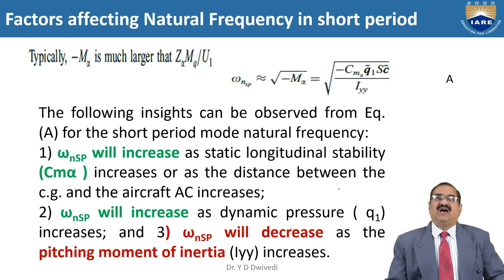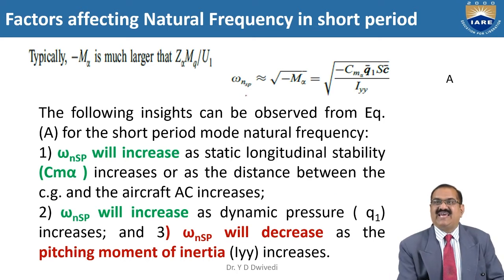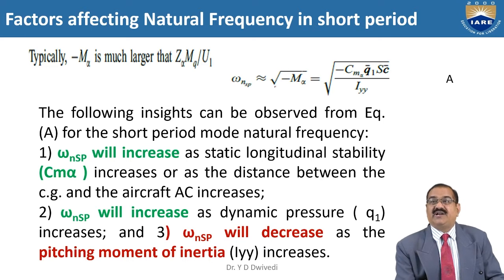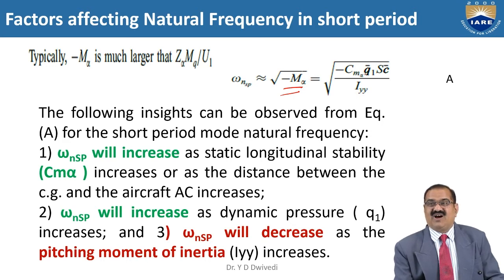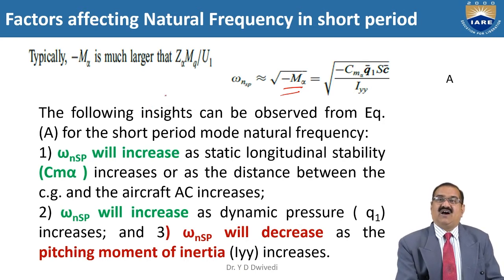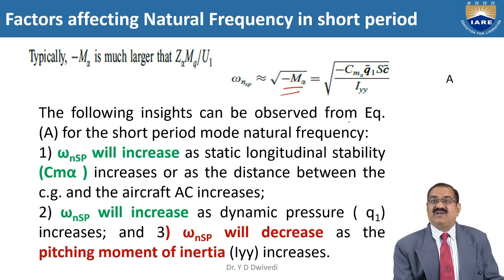So now, the factors affecting natural frequency in the short period. What are the factors affecting? We have seen that typically minus M alpha is much larger than Z alpha M_q by U1. So omega n SP is directly proportional to the square root of minus M alpha. This M alpha is a moment, so it is Cm alpha times Q1 S c bar by Iyy. We can see that the following insights can be observed from equation A.